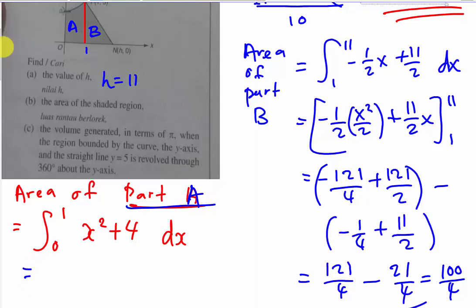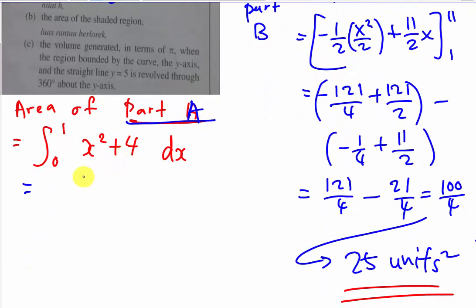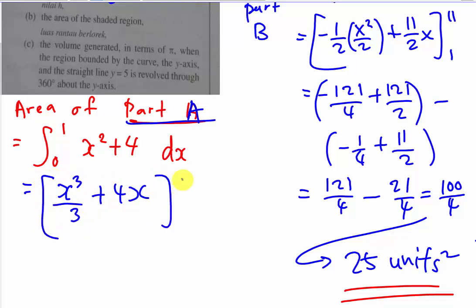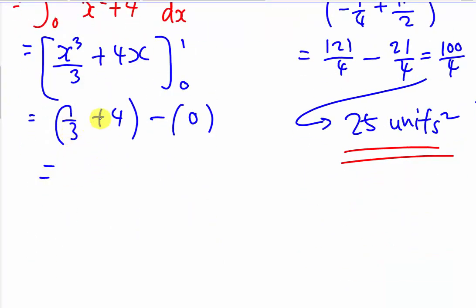Alright, so you just integrate this one. It's quite simple. Power plus 1 divided by the total power, and for 4, you just add an x for it, from 0 to 1. Then you solve this one: substitute 1 into x, it is 1 over 3 plus 4, minus substituting 0 into both, which is 0. I believe you can solve this easily. This is 1 over 3, this is 12 over 3, so it will be 13 over 3.